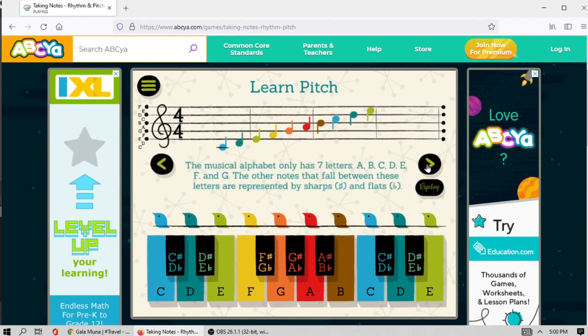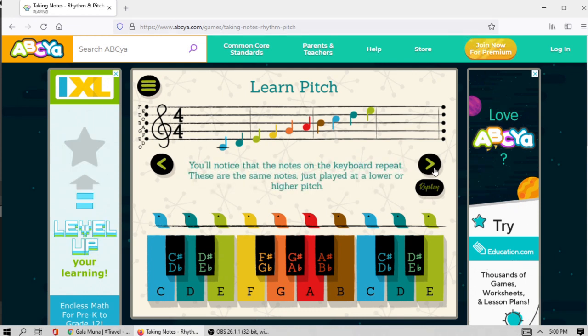The musical alphabet only has 7 letters: A, B, C, D, E, F, and G. The other notes that fall between these letters are represented by sharps and flats. You'll notice that the notes on the keyboard repeat. These are the same notes, just played at a lower or higher pitch.